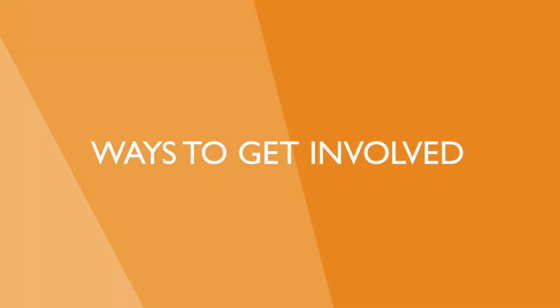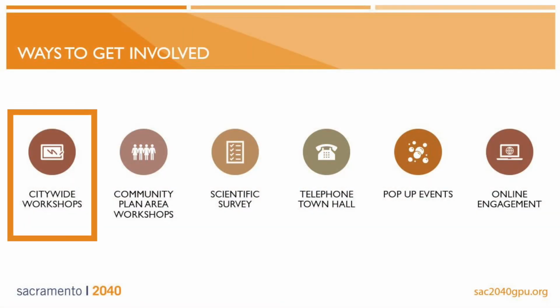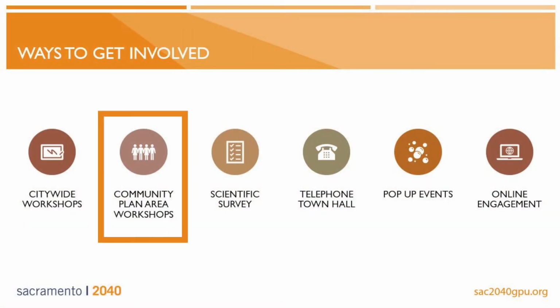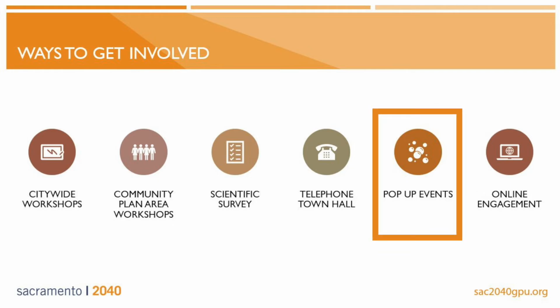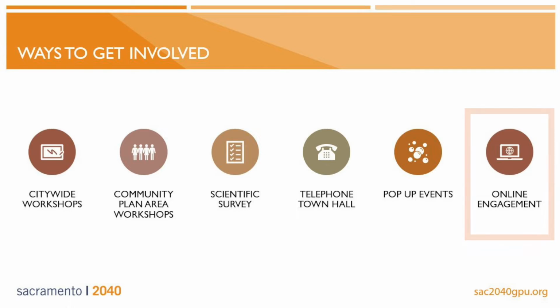At each stage of the process, there will be many ways to get involved, including 8 citywide workshops, 20 community plan area workshops, a scientific survey, a telephone town hall, numerous pop-up events throughout the entire city and our disadvantaged communities, as well as online engagement.